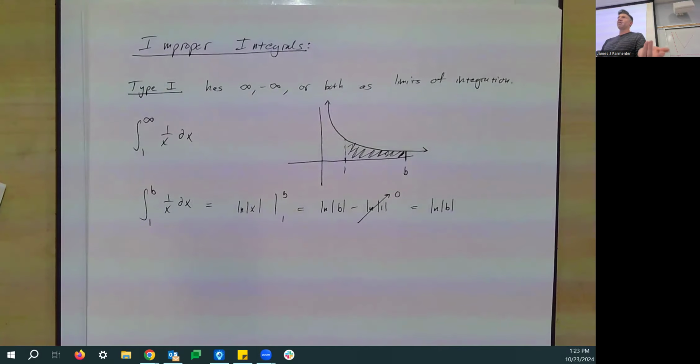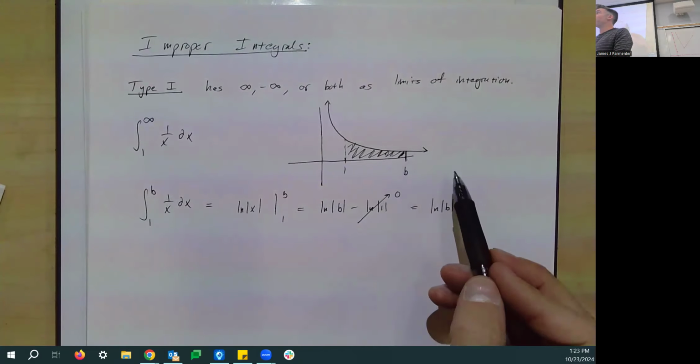It's actually not that big. Someone should find out what the natural log of 1 billion is and tell me, because it's probably like, I don't know, 5 or 10 or something. It's really not that large. But the point here is that we want to let b get infinitely large.